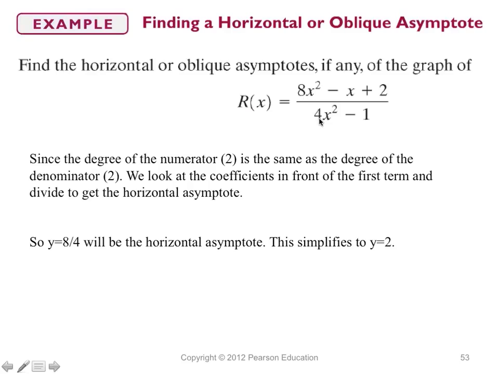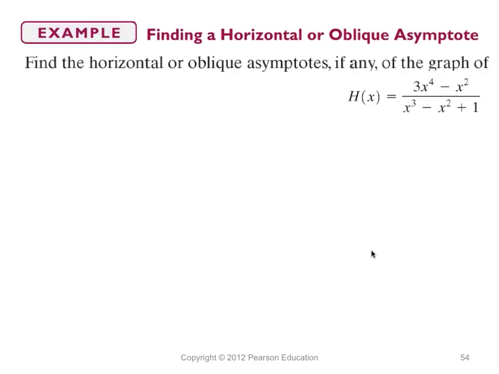So we get 8 divided by 4, which just gives us y equals 2. Now, please make sure when you're writing your equations for your horizontal asymptotes, if it's asking for an equation, you need to put y equals. Same thing with vertical, you should have x equals.